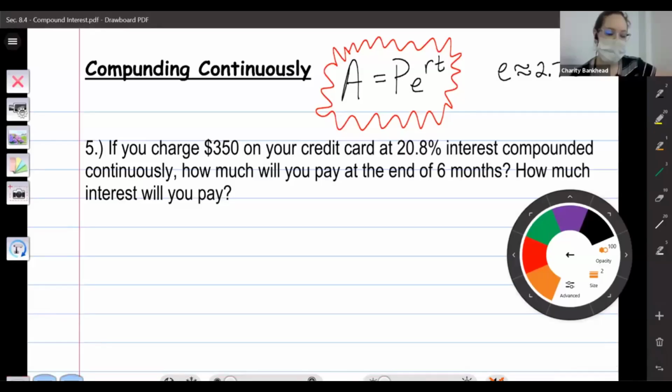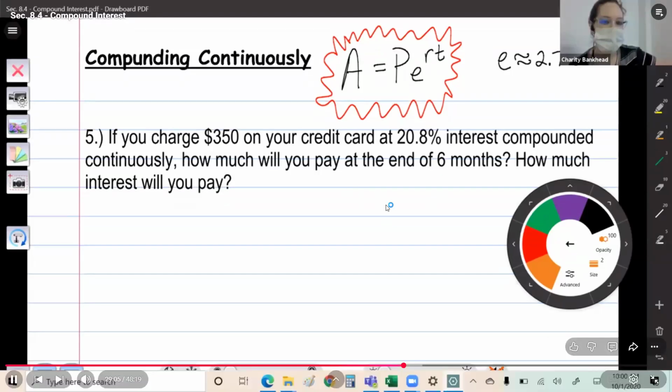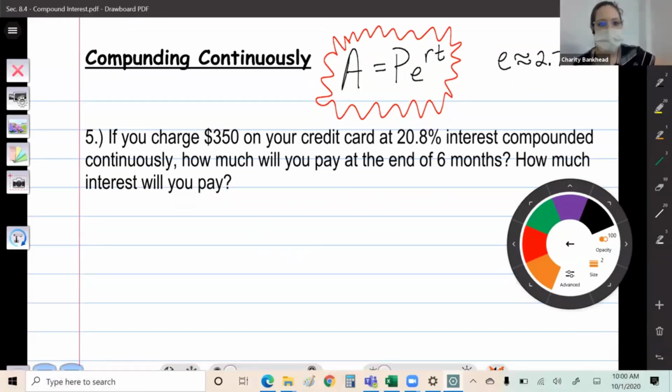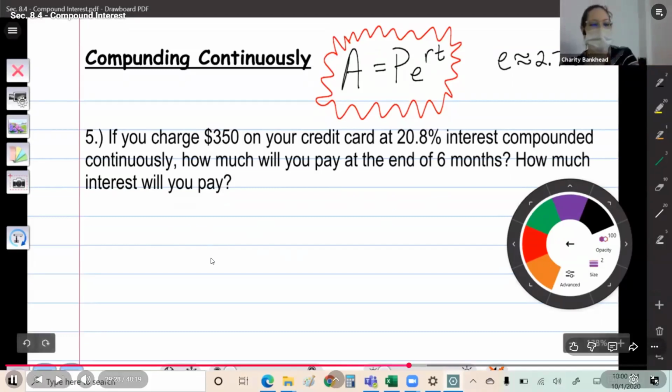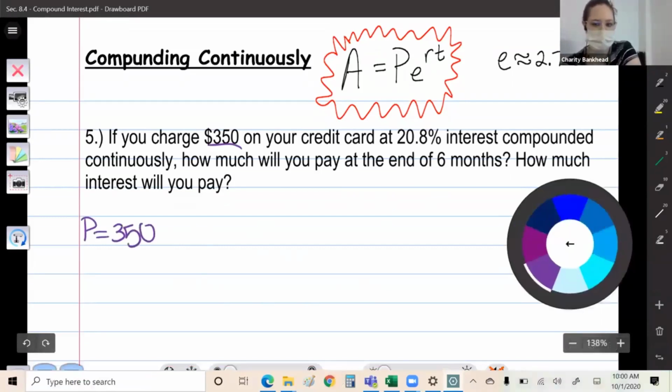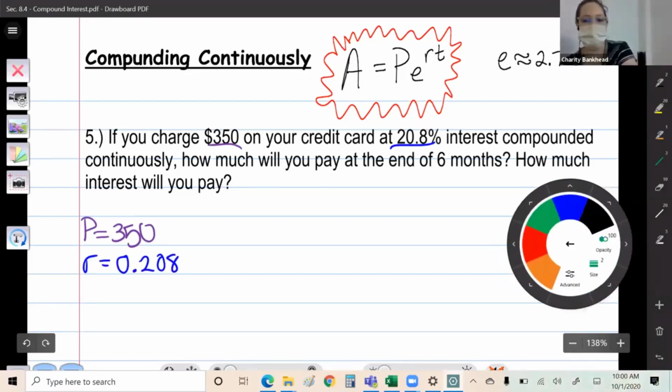It says if you charge $350 on your credit card at 20.8% interest, compounded continuously, how much will you pay at the end of 6 months, and how much interest will you pay? All right. So P is equal to 350, and R is going to be equal to 0.208. It's compounded continuously. So the time is 6 months.